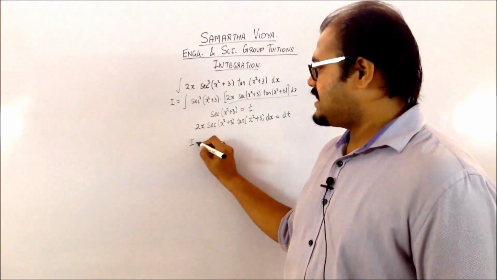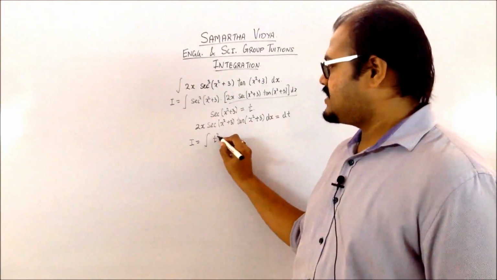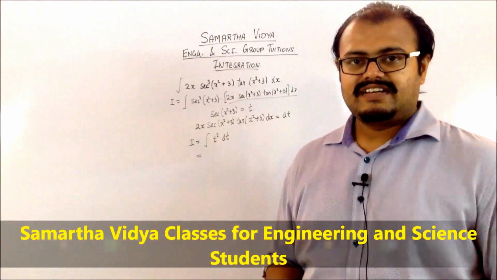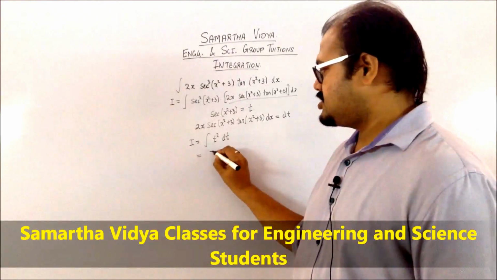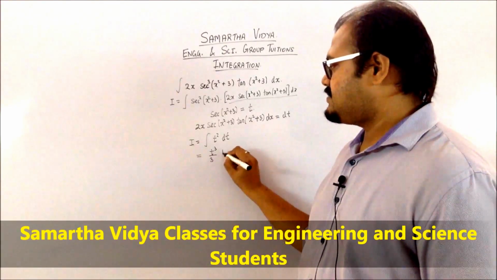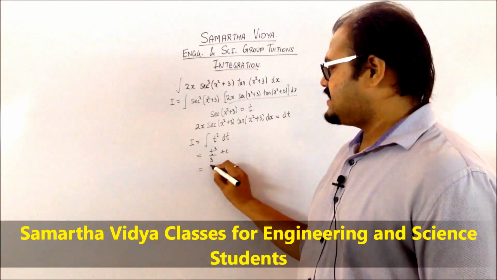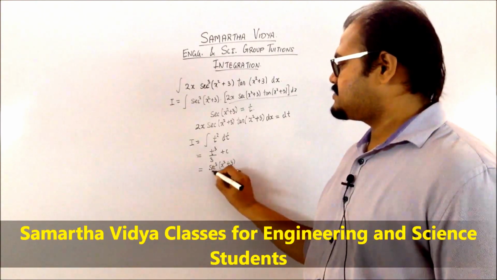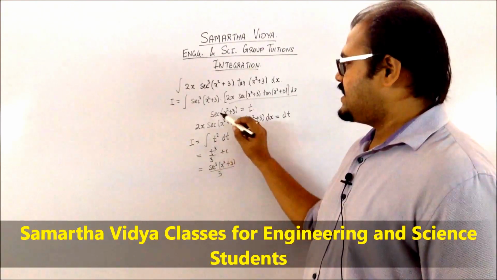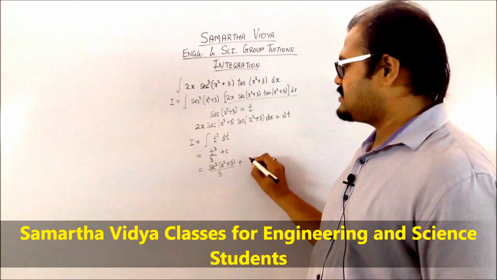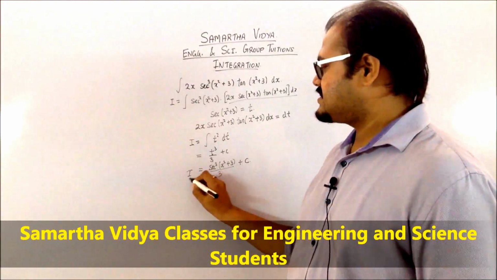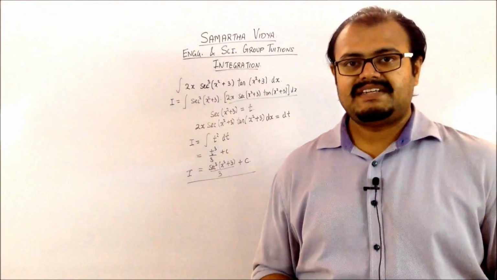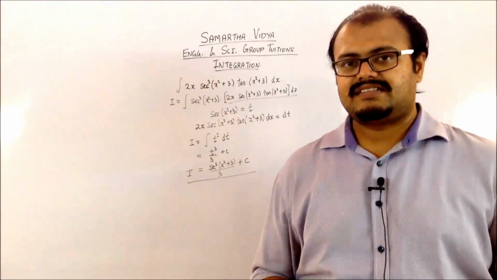So your integration now has changed to the integral of t square dt, which you can see is the integration of the x raised to n form. So it's going to be t cube by 3 plus c. So it's basically nothing but sec cube of (x square plus 3) by 3, because you have to resubstitute your t as sec of (x square plus 3), and you will be getting this integration as this. So this is what your method of substitution is. We will be discussing more of these methods in the coming videos.